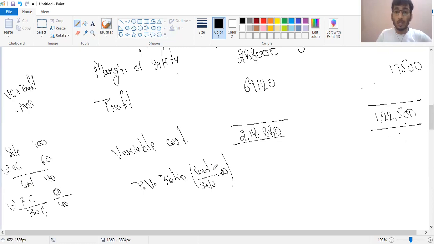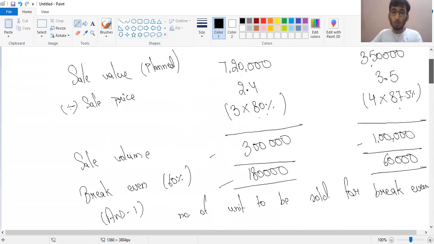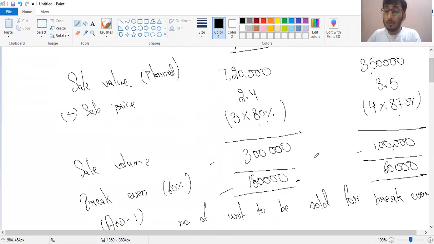So we can calculate PV ratio by saying profit upon sale multiplied by 100. Profit is 69120. Sale is 288,000, only margin of safety sale, because we are calculating it over margin of safety. Up to break even, we can say there is zero profit, all the fixed costs are covered, and variable cost up to break even sale is covered.